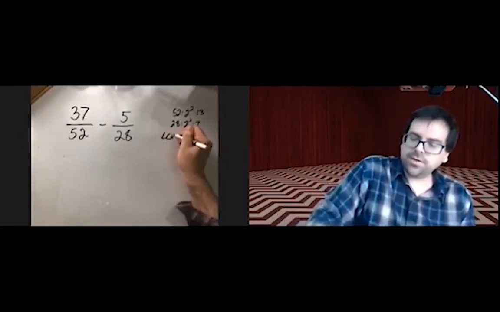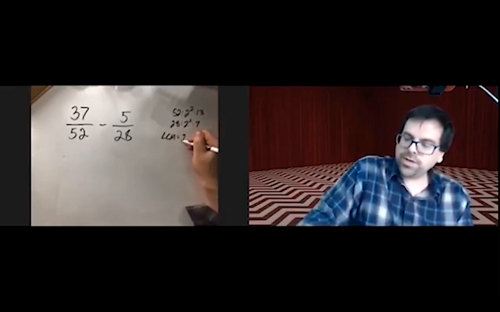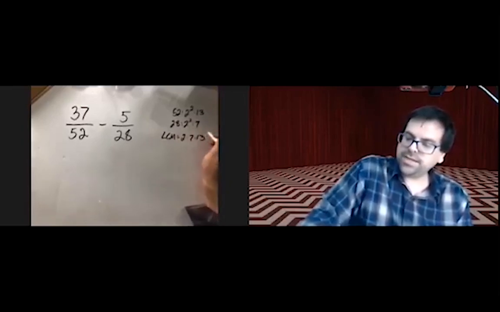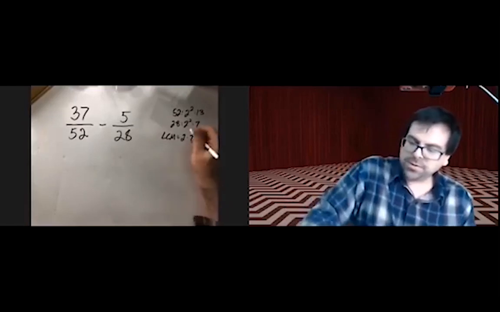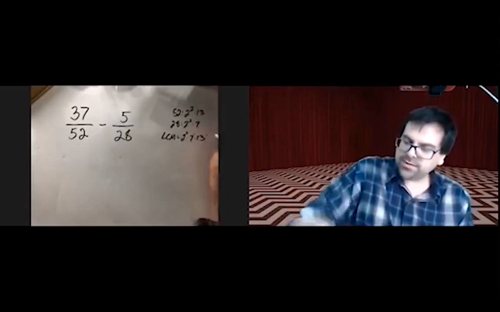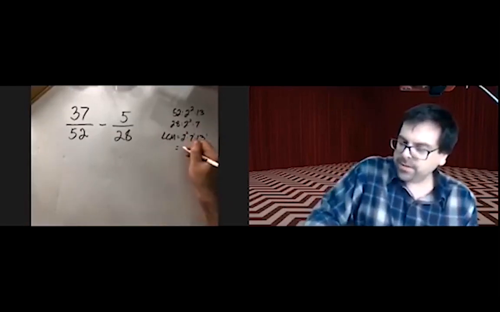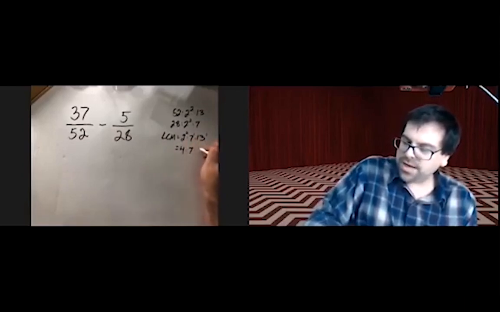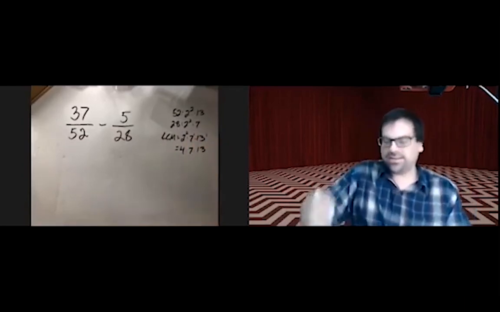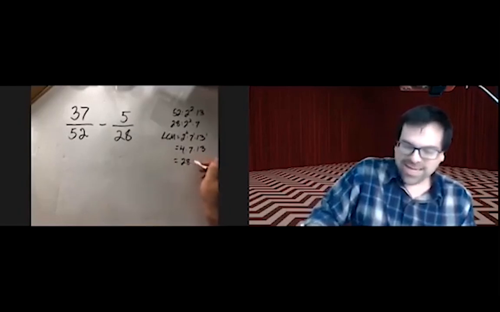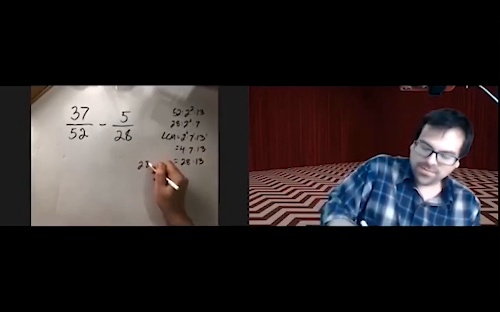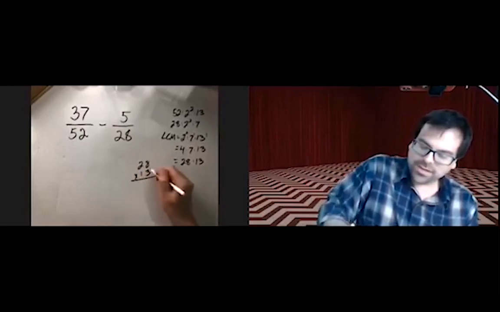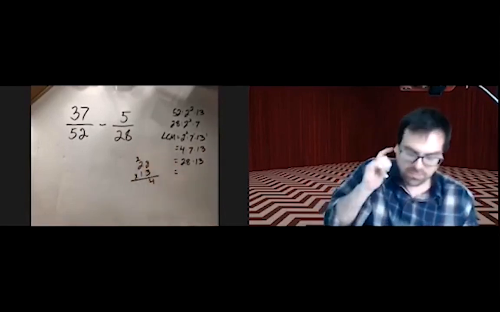The least common multiple would be 2 times 7 times 13. That's all our bases, raised to the highest shown power. So the 2 is squared, the rest are to the first. Least common multiple is 4 times 7 times 13, which is 28 times 13. Ooh. This is why you need to know how to multiply.